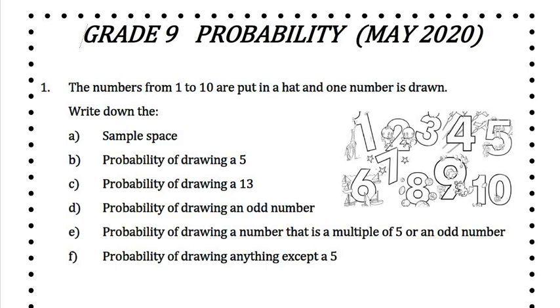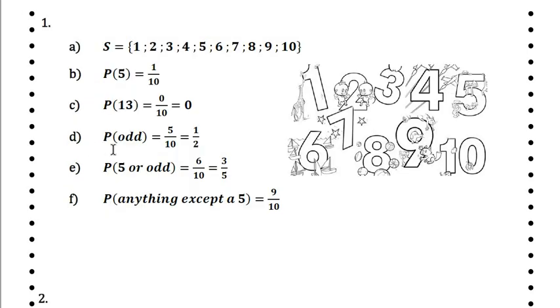For question D, the probability of drawing an odd number. Now if you look at the sample space, the odd numbers you're looking at is 1, 3, 5, 7, and 9. So that's 5 numbers out of the 10 that are odd. So the probability of drawing an odd number is 5 out of 10, which is simplified to a half.